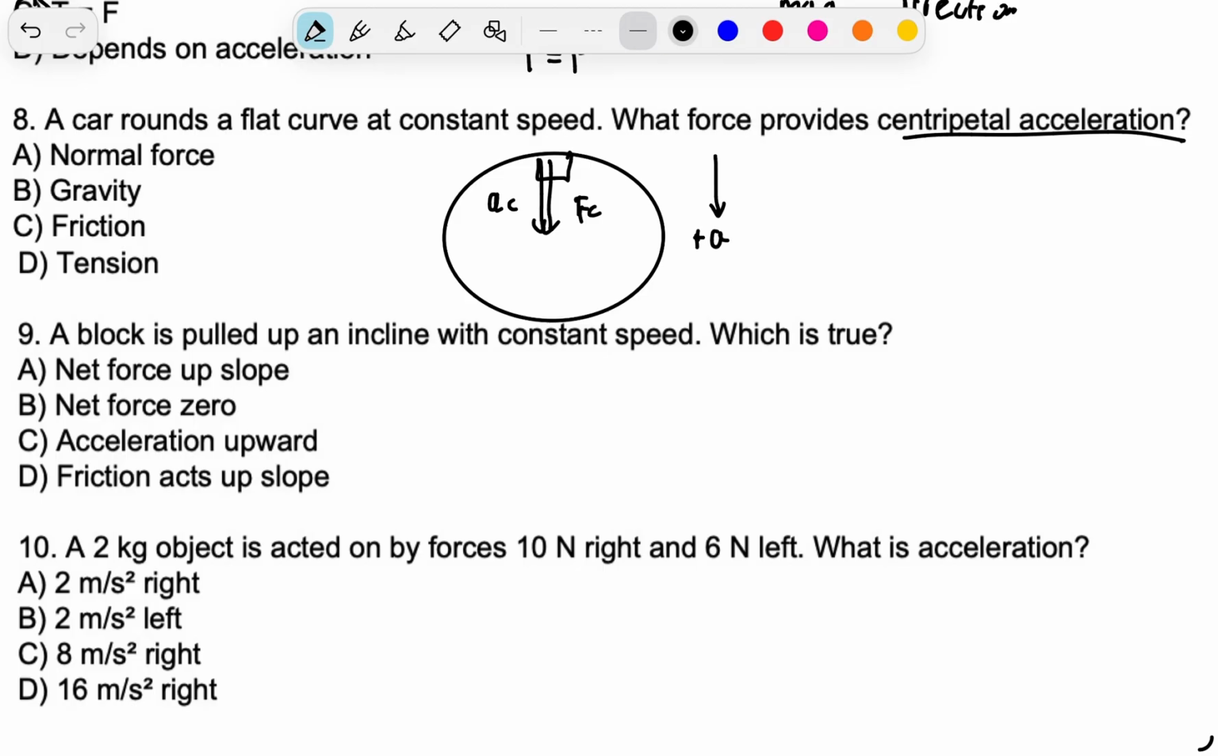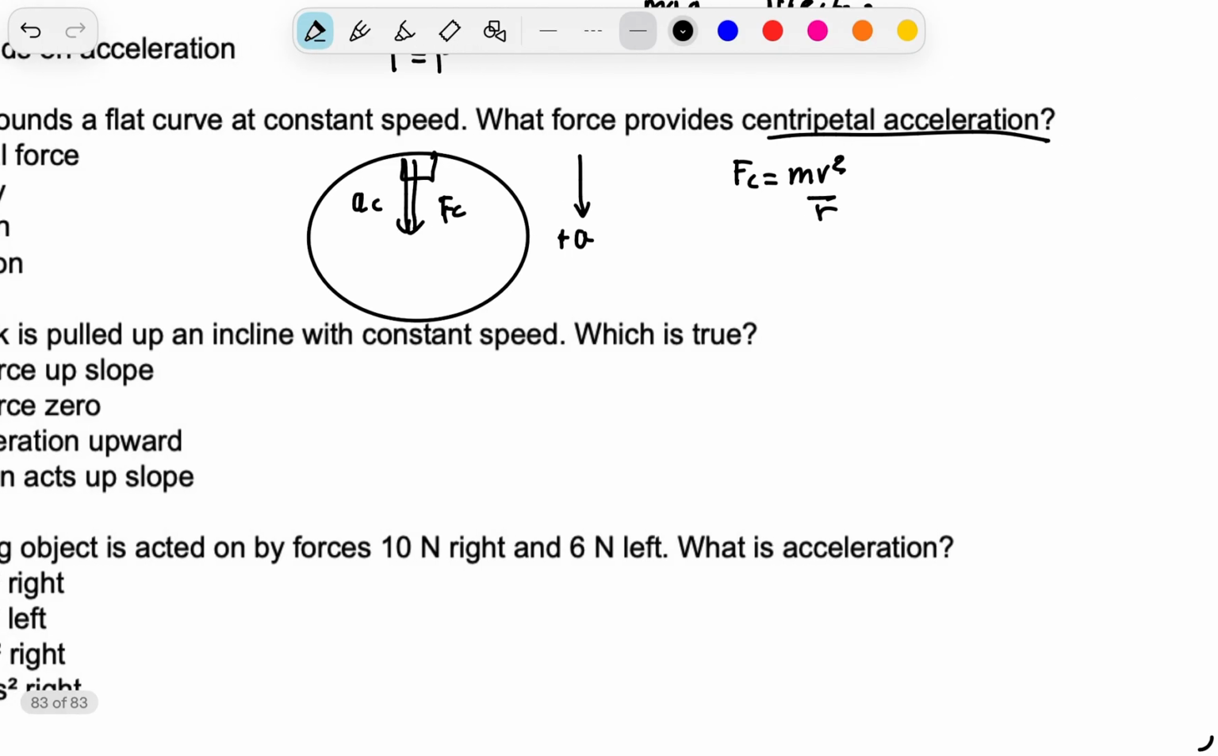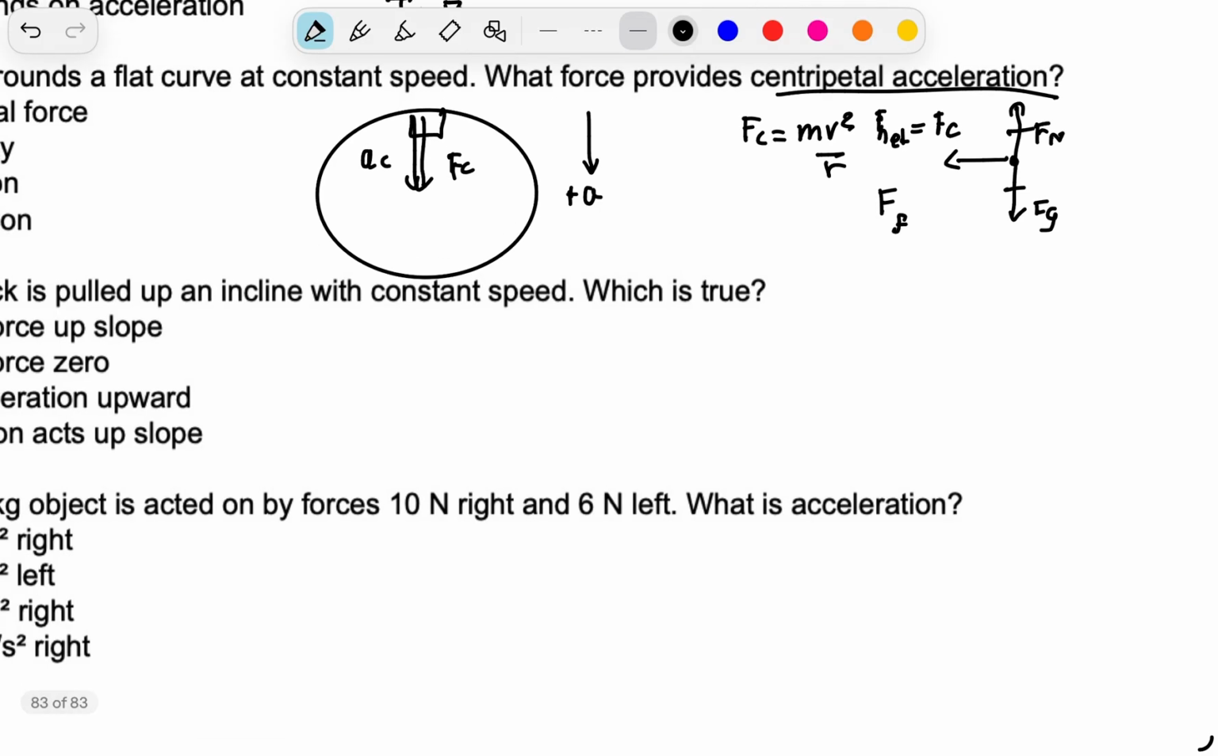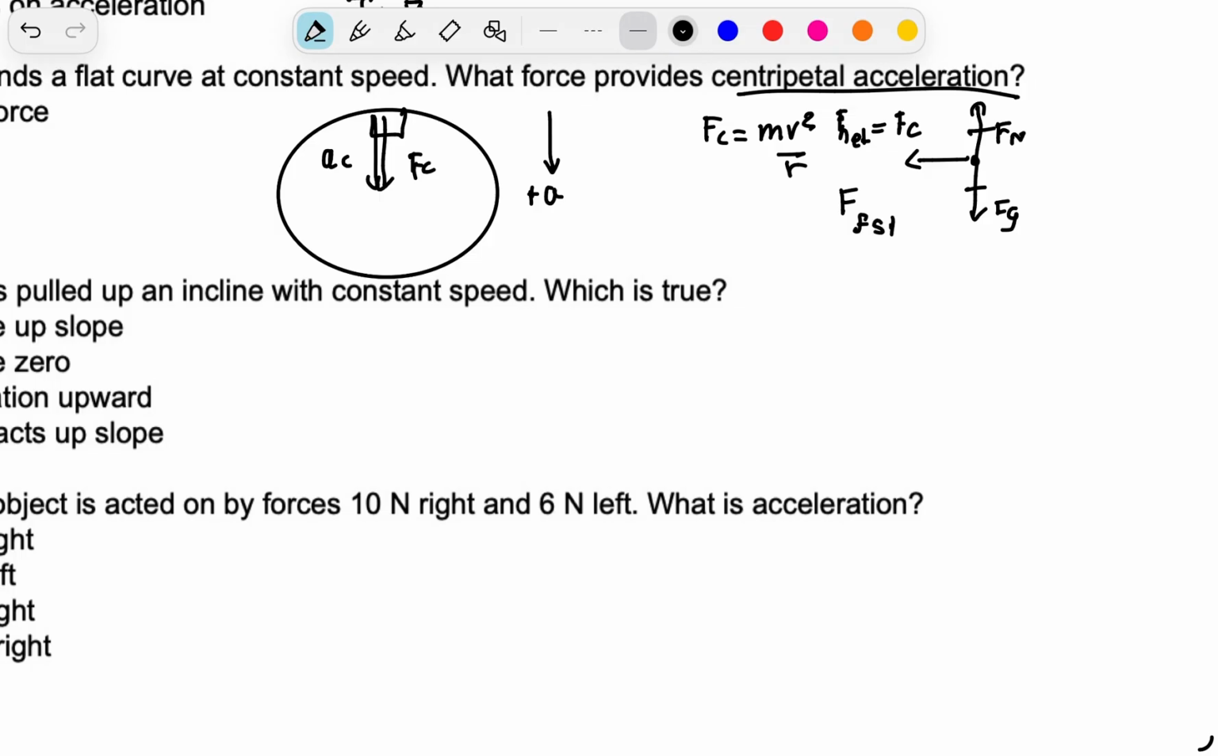So when you have a flat curve, your Fc is equal to mv squared over r, and that's just the general formula for centripetal motion. We have this object with Fn acting upward and Fg acting downward. Fn and Fg are going to be equal to each other, and your Fc, this is not a new force, but this just describes the sum of your net force. Centripetal is an adjective, so this is actually your force of friction acting towards the center, and this is going to be static, directed in this direction. That's what's causing your centripetal motion.